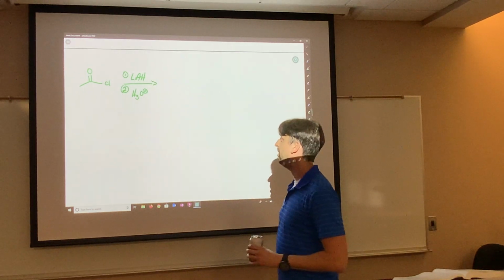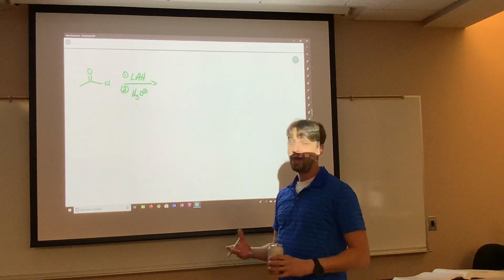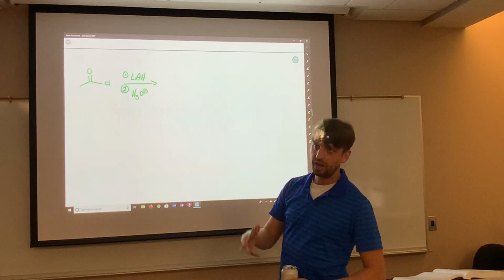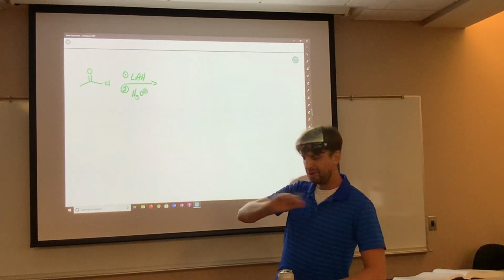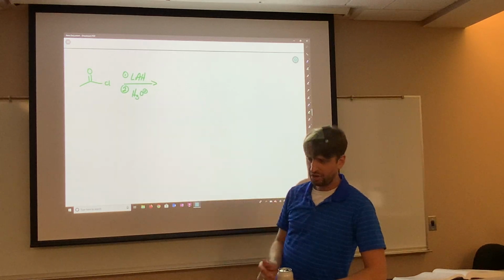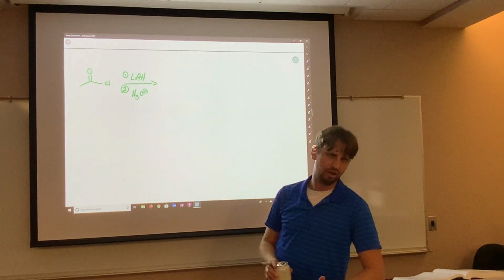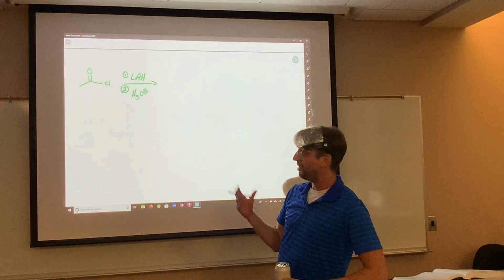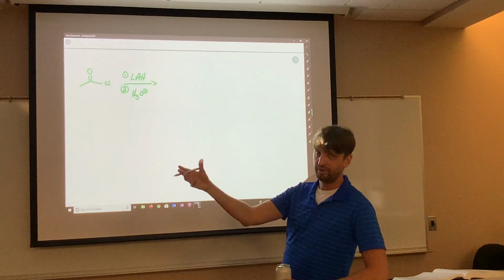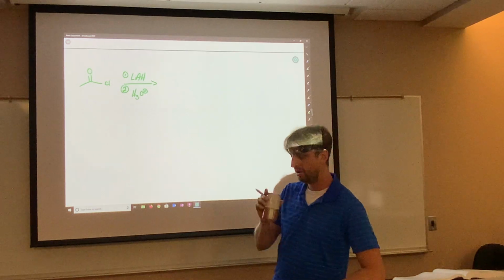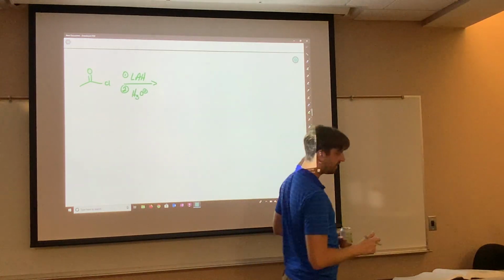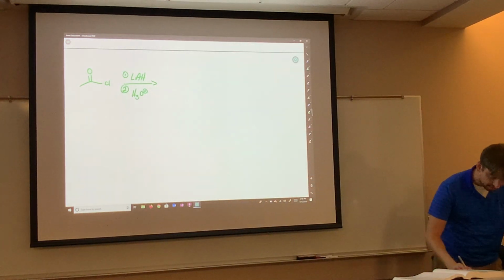All right, cool. So here it is. What's going to happen? What do we know about LAH? Well, LAH is a powerful base. It's a powerful nucleophile. It will reduce every carbonyl group that we'll practically encounter. So acyl halides, being the most reactive of our carbonyl functional groups, aren't going to be any different. It's not like they're going to be spared. So the same thing's going to happen here.